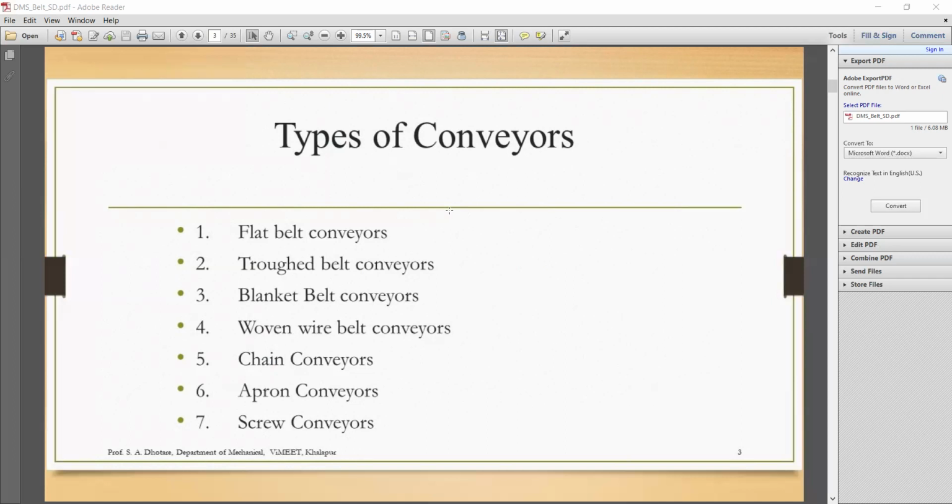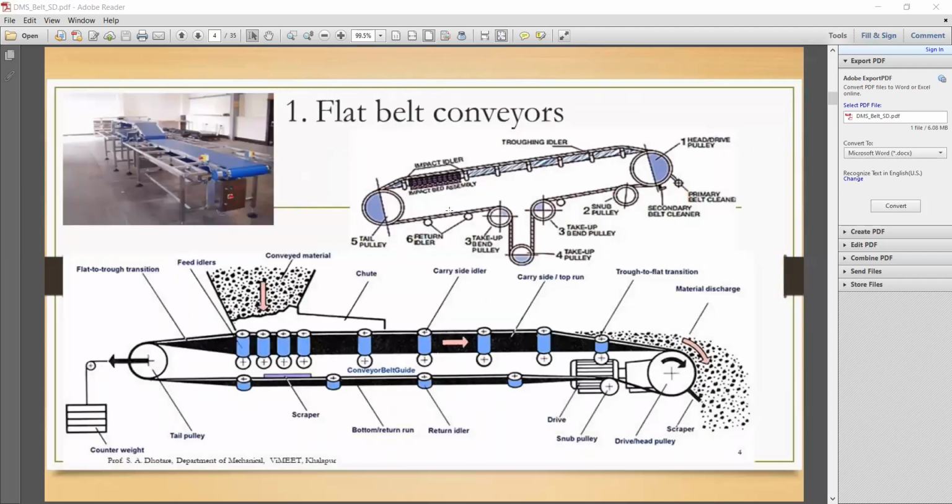Rather than discussing further, I will just give you a simple example of a flat belt conveyor. Here you can see the different parts of the belt. Here it is indicated a head pulley, then primary belt conveying system, second a snub pulley, third a take up bend pulley, fourth a take up pulley, then fifth a tail pulley, sixth the return idler. These are the main components of any belt conveyor system.